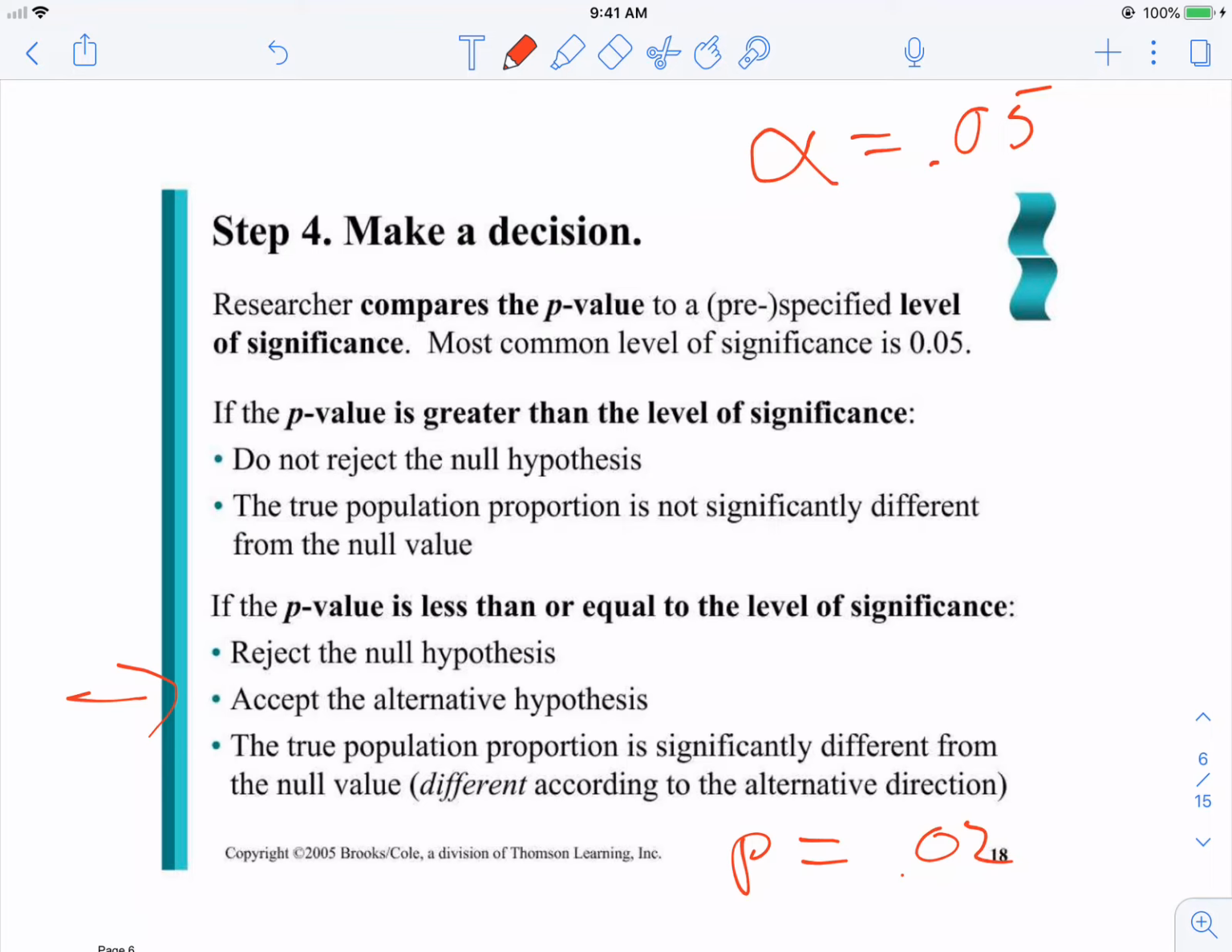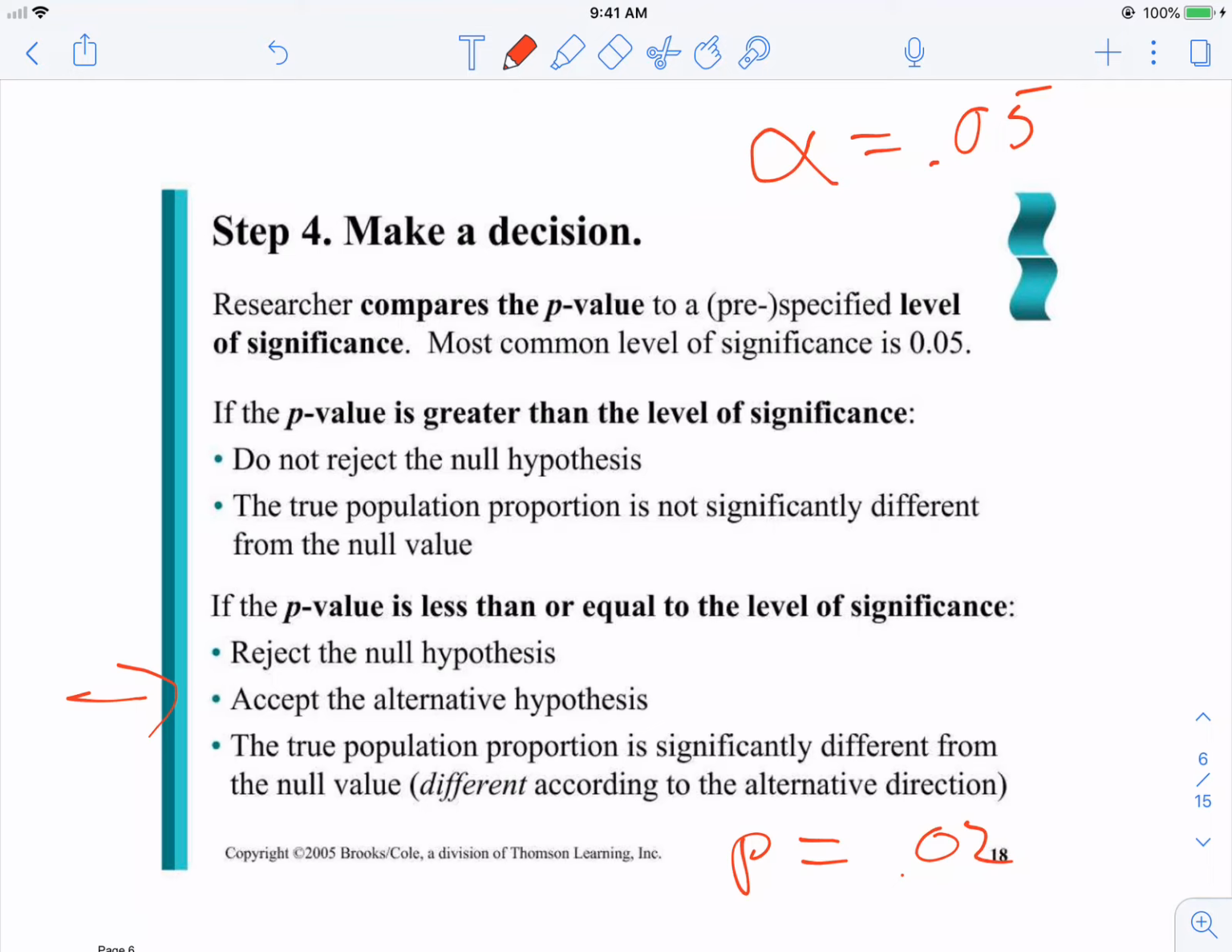So, because it's less than 5%, you interpret that as meaning it's not a fluke. It would be unlikely for it to be a fluke, that this is really what's happening in the population, because this is what I got in my sample.